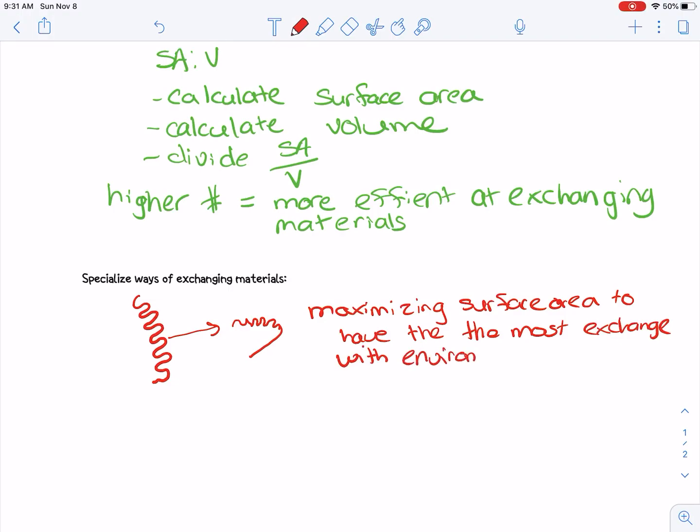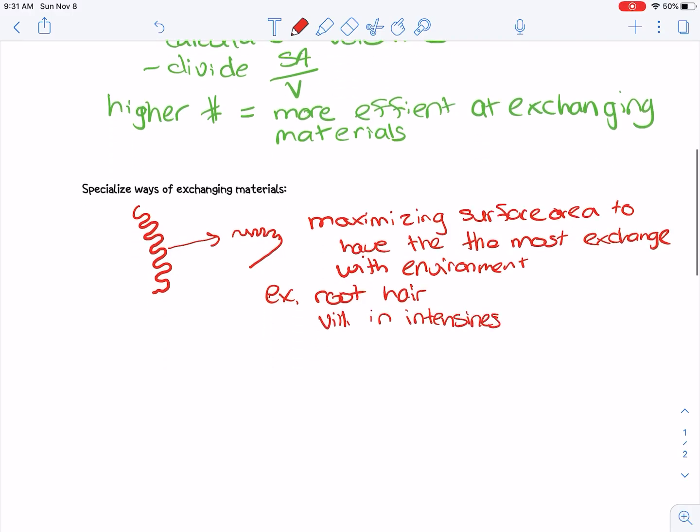We see this in a lot of places. Some examples are root hairs. We see it, as I said, with the villi in the intestines. We see it in lungs. We're doing all kinds of things to maximize that, where we want to exchange a lot of materials and get as much out of the environment as possible. So that's why cells are doing that.